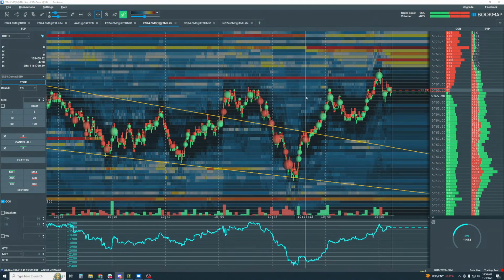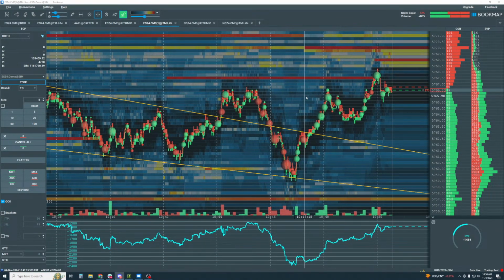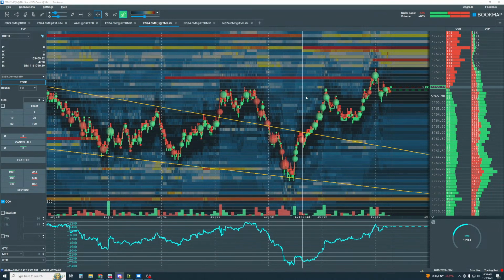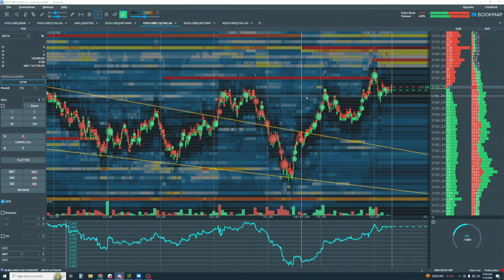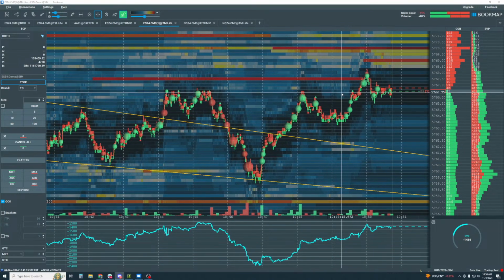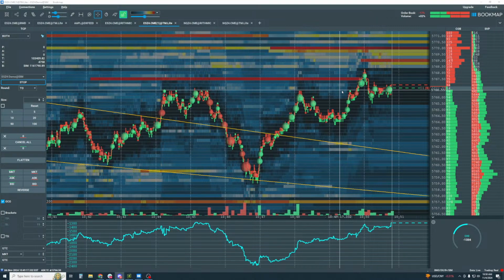Yeah, tomorrow could be as crazy as the COVID crash. I don't know. I don't think it'll be that bad, but who knows? Anyway, it's going to be interesting. I don't know if you guys are going to be trading or not, but it could be some really nice moves.